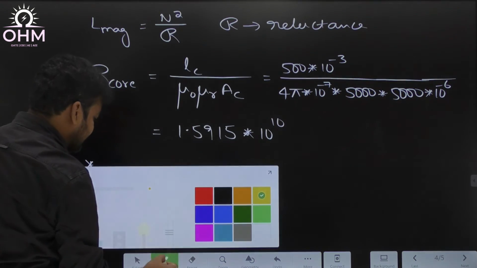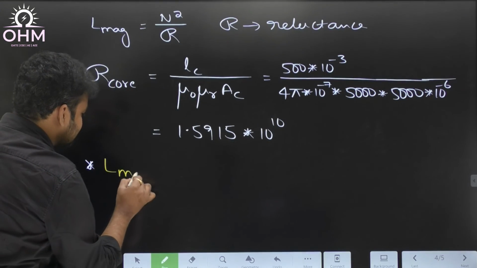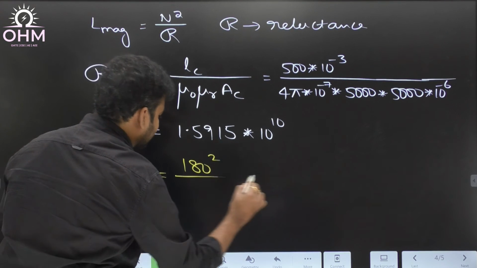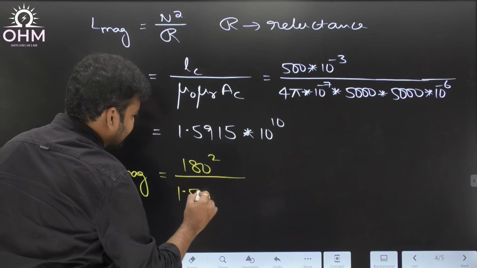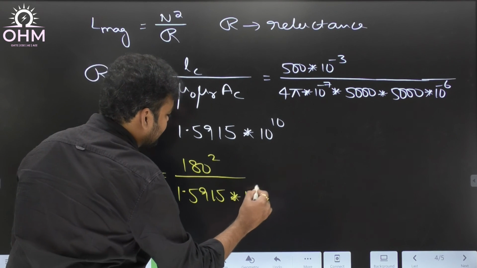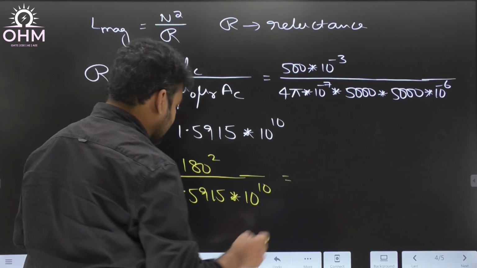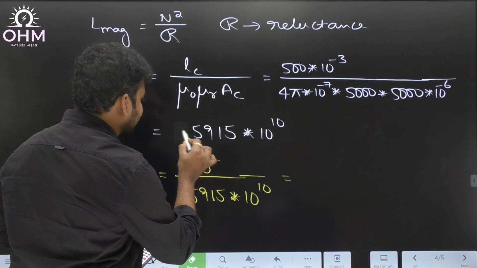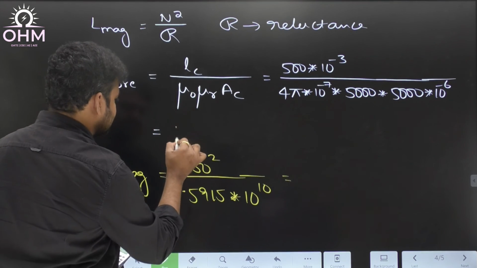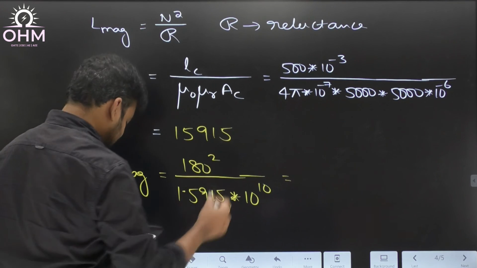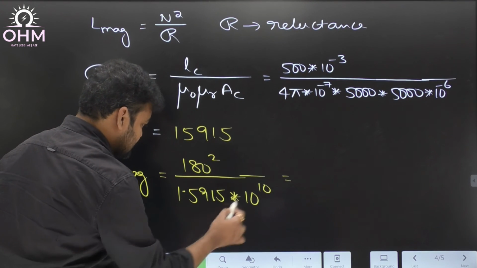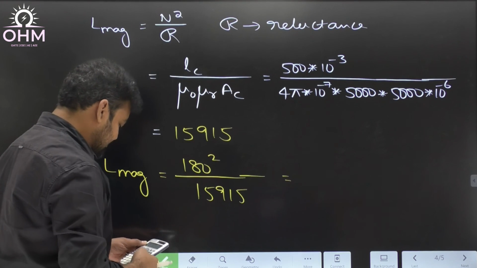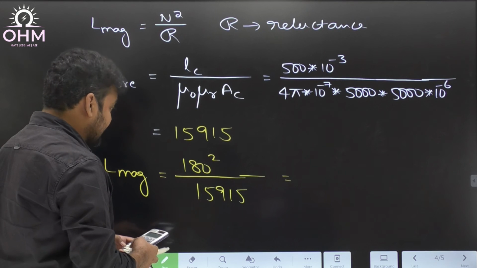So the magnetizing inductance will be equal to N square, so I'm taking 180 square, divided by the reluctance. So guys, I made a small mistake in the calculation. This is actually 15915, not 1.5915 into 10 power 10. That's a calculator mistake. Anyway, now I can calculate the magnetizing inductance.